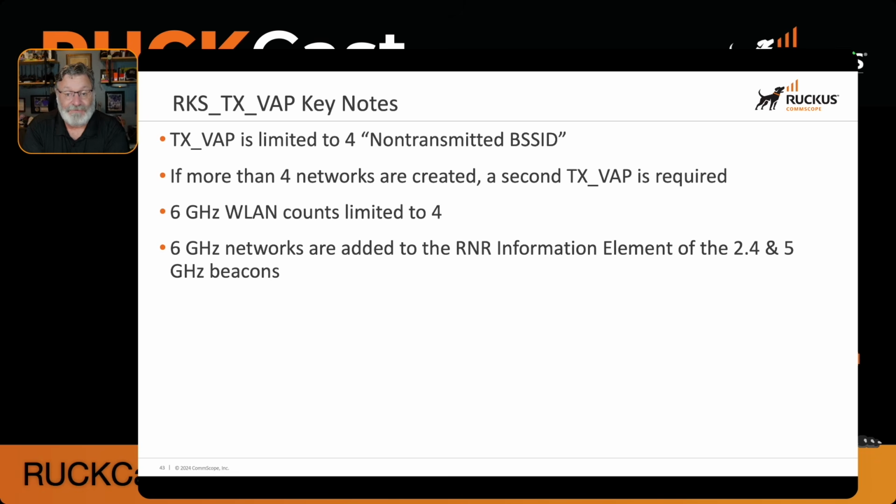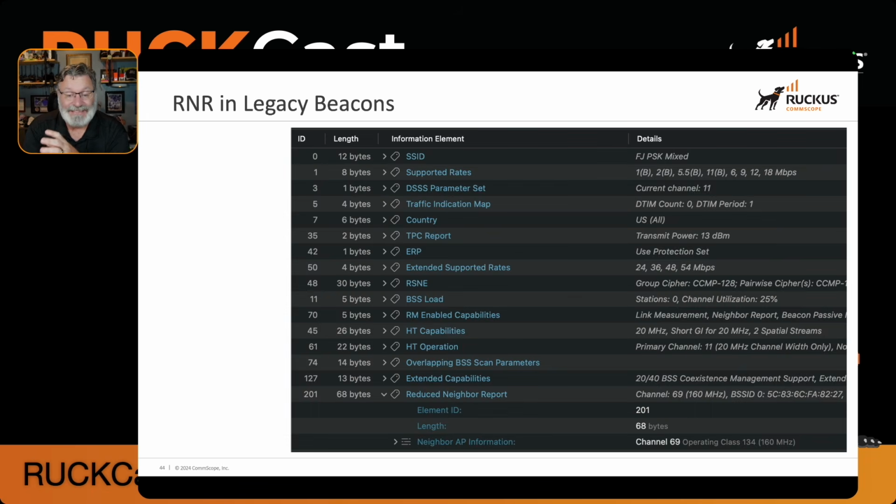The other thing, and we're going to touch on this real quick, is 6 gigahertz networks are then added into the RNR information elements of the 2.4 and the 5 gigahertz legacy beacons. So I want to touch on this really quick, because it has a little wrinkle. And so let's take a look at a reduced neighbor report in a legacy beacon. Now, we're going to take a look at this here, and the SSID is the PSK mixed.